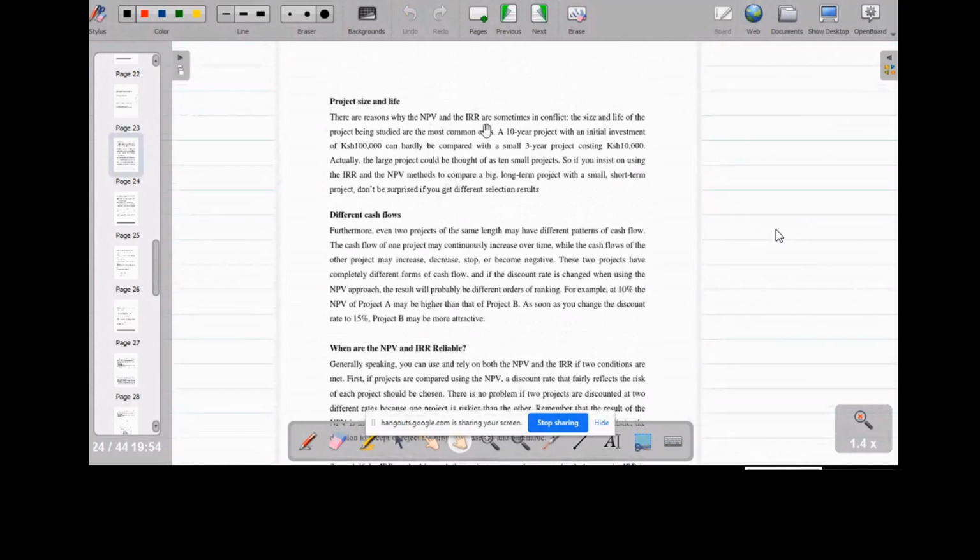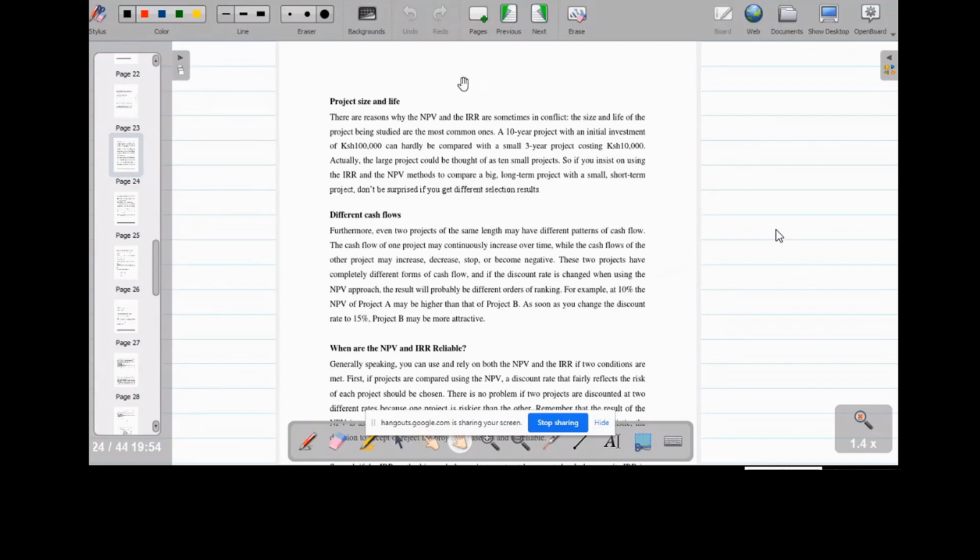So this is one of the reasons. The project size and the life of the projects can make those two methods give you conflicting acceptance criteria. Bill, you can hear me? I can hear you well. So this is one of the factors. The size of the project or the life of the project can bring that conflict between NPV and IRR.